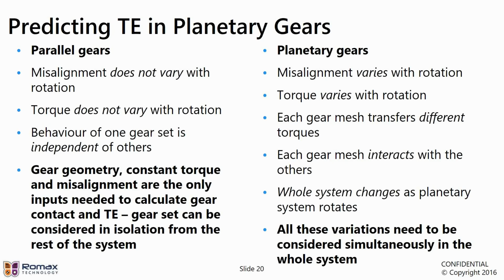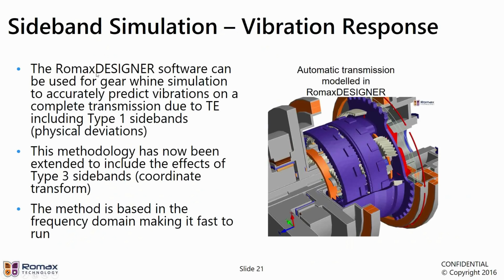So you can see it's much more involved than the relatively simple contact analysis that we're able to do for parallel gear pairs. Up till recently, we could use our Romax Designer software to predict these sidebands coming from these type 1 effects, the physical deviations and the errors and so on. That's been in our software for some while.